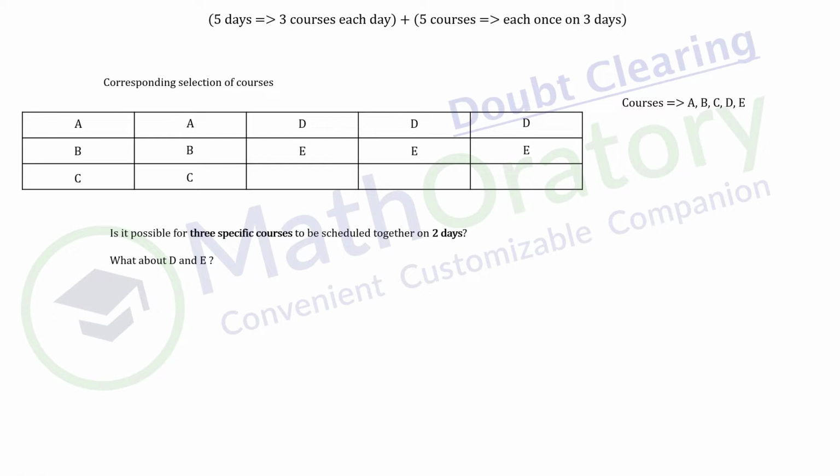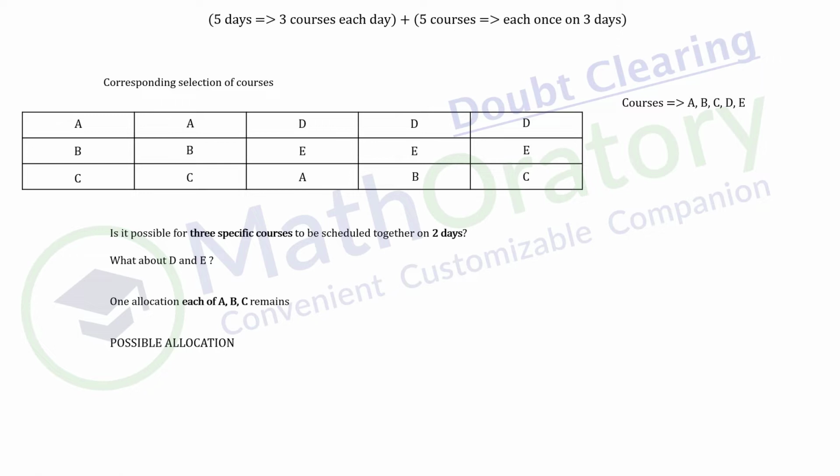And each of A, B, C has 1 allocation left. Which day, which slot, etc. doesn't matter as of now, let's just randomly assign A, B, and C on these slots. So if you do this, now this seems like a feasible allocation.